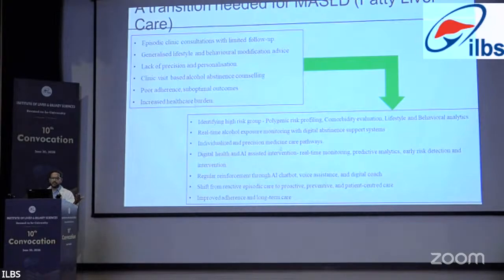So what we thought was to identify the high-risk group based upon polygenic risk profile, and calculate their comorbidities, their lifestyle, their behavioral pattern, and how they are getting real-time alcohol exposure, because most patients come in the metabolic category. Then plan a pathway for individual, precise medicine, integrating digital and AI-based interventions, with regular reinforcement by a chatbot, voice assistant, or digital coach. The whole aim is to shift from reactive episodic care to proactive, preventive, and patient-centered care. That will improve advanced and long-term care.